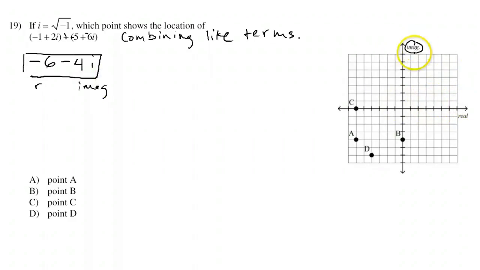Here, this is our imaginary axis. So we just graph it the same way. So to the left 6 is minus 6. So that's going to be 1, 2, 3, 4, 5, 6 to the left on the real axis. Then down 4, negative 1, 2, 3, 4 for the imaginary part. And we see the point there is A. So our answer is going to be point A.